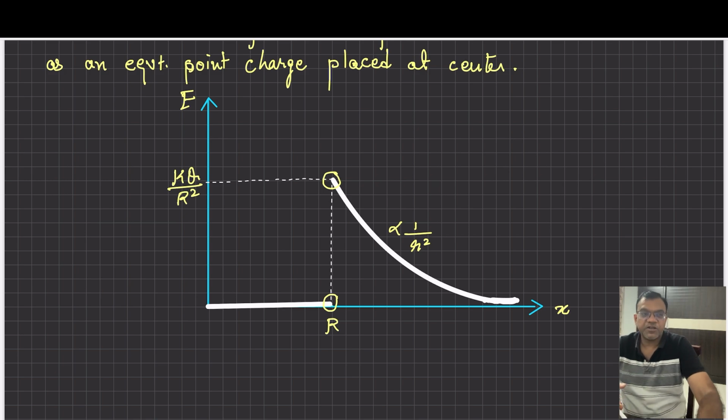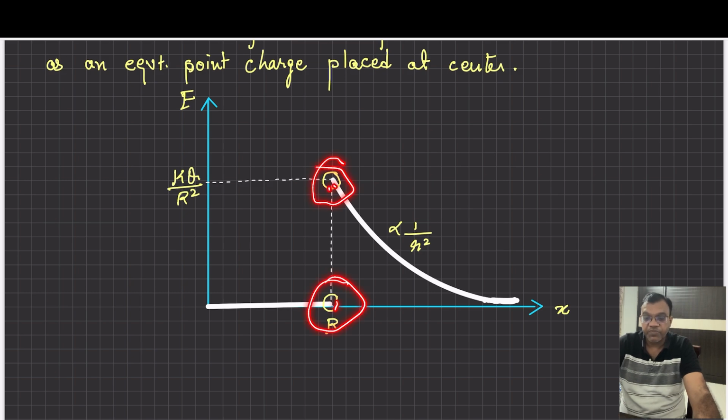Now, when we were discussing the sheet, I have told you electric field intensity is having a discontinuity at the surface charge distribution. Now here once again you can say electric field intensity is having a discontinuity. At the surface, just inside is 0, just outside is non-zero.